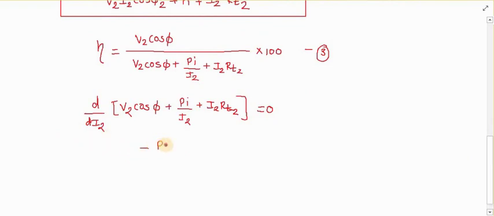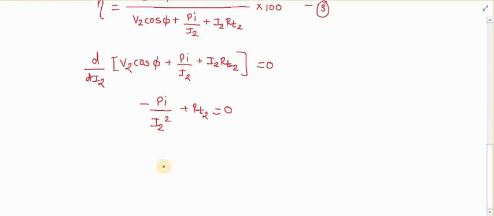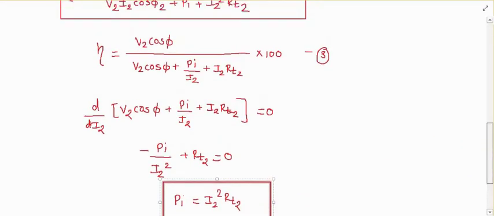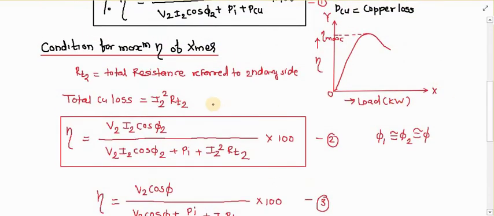You will get minus Pi upon I2 square plus RT2 equals 0. Right? So I can write this as Pi equals I2 square RT2. But what is my I2 square RT2? Please see here, what is my I2 square RT2? It is nothing but the total copper loss.